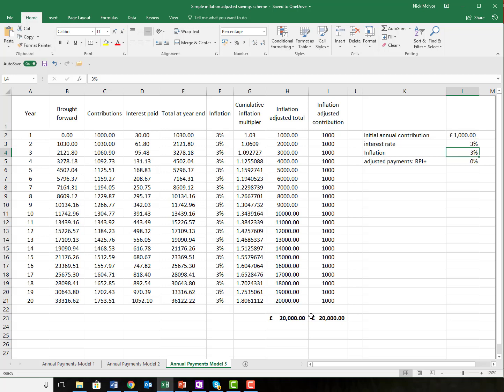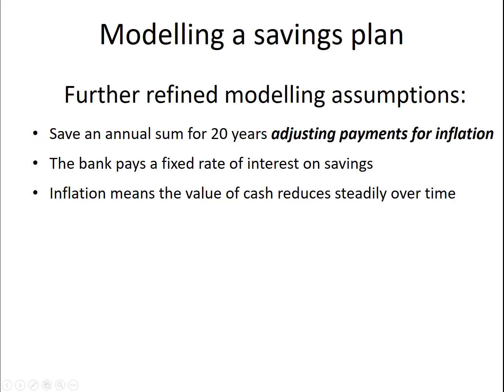So that's it for this session. We've looked at modelling savings plans, and we've looked at a set of different models, culminating in this one, where you save an annual sum, adjusting payments for inflation, assume a fixed rate of interest, and adjusting the real value of your investment for inflation over time.